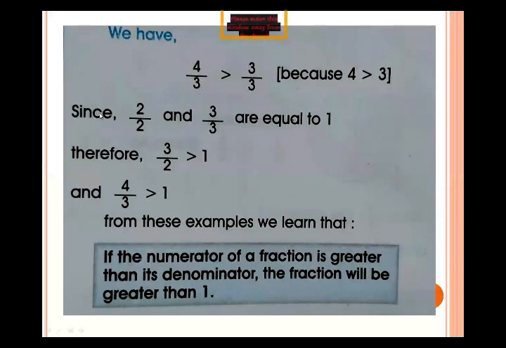At last we see that 2 upon 2 and 3 upon 3 are equal to 1, because 2 upon 2 means total parts are 2, 2 are shaded, the whole shape is shaded. Now again see here, the total parts are 3, all 3 are shaded, it means the whole shape is shaded. That's why we say it is equal to 1.